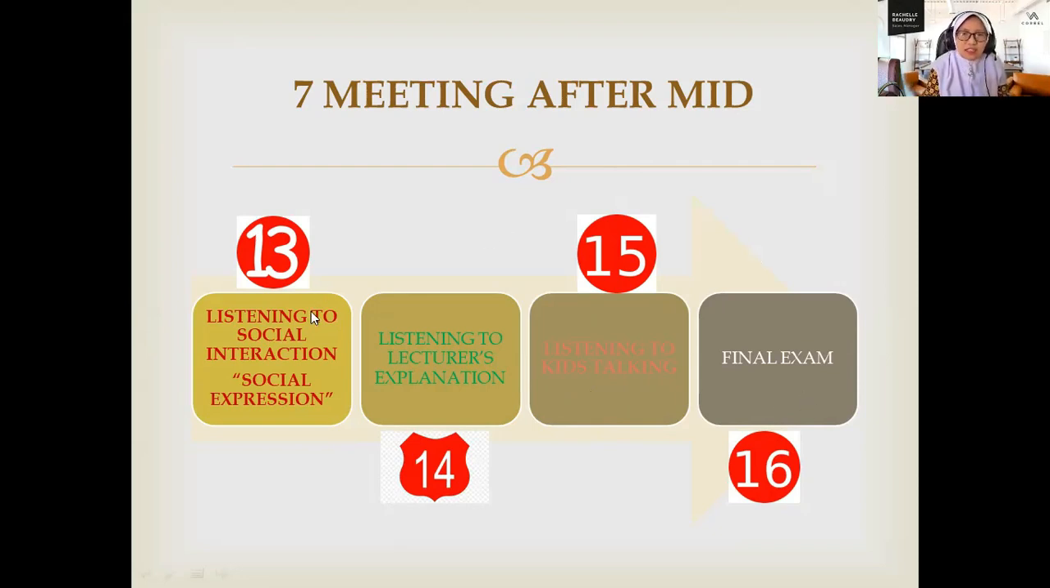This is about the whole materials that we are going to learn in one semester of the listening comprehension material. Not only the introduction of listening comprehension, but I would like to remind you again about the definition of listening. What is listening? We are going to connect it to the theory of listening.